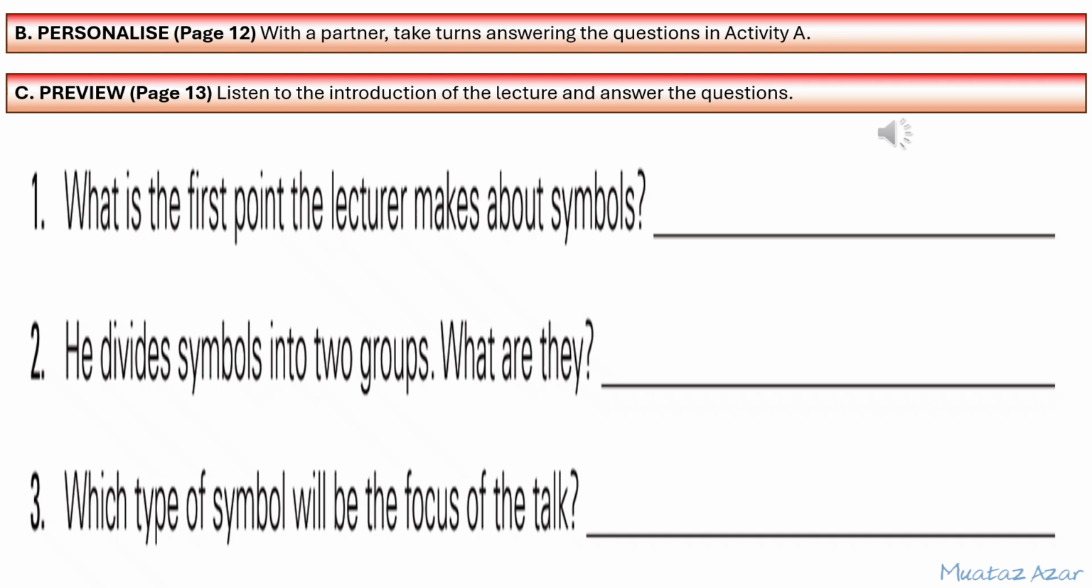But there are other symbols that seem more abstract. They don't have an obvious connection to the thing they represent. Today, we're going to look at a few of these abstract symbols that are universal and examine how they came into being.